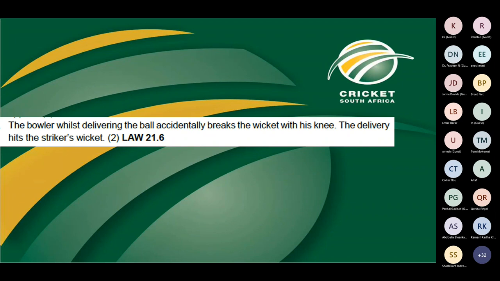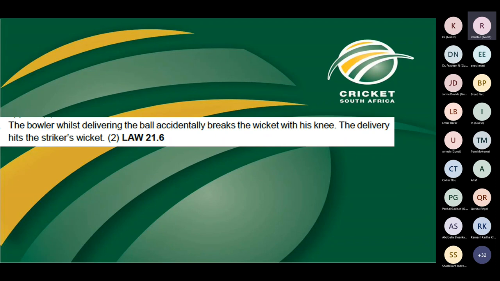The bowler, while delivering the ball, accidentally breaks the wicket with his knee. The delivery then hits the striker's wicket. What happens next? Very quick hand up from Renshia. Please unmute your microphone and talk us through the scenario. What would you do?